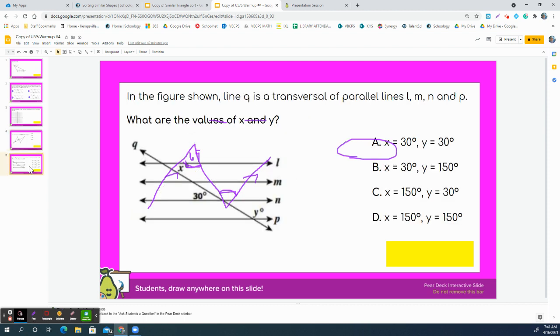And then the very last problem. What was the answer? B. This acute angle is congruent to this acute angle, so that's 30 and 30. And then these are supplementary, so that's 150. Okay. Sometimes easy problems come at the end. Don't let yourself get lost in those.